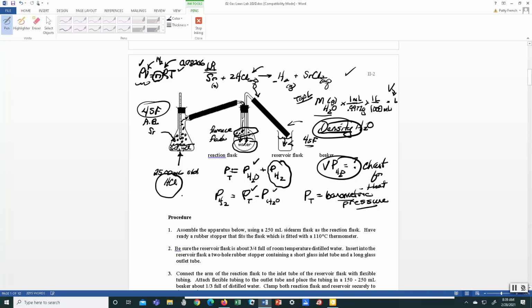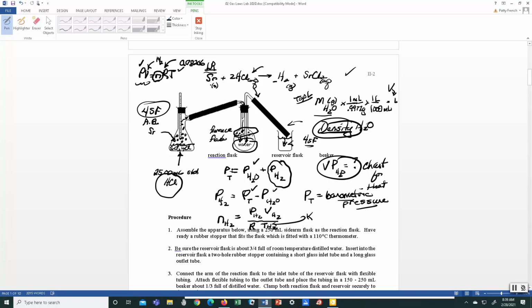So there we have it. We have everything we need to find the moles of hydrogen gas. Pressure we've got, volume we've got, R is a constant, and the temperature we've got. Remember, that has to be in Kelvin. So that is what we're doing for this.